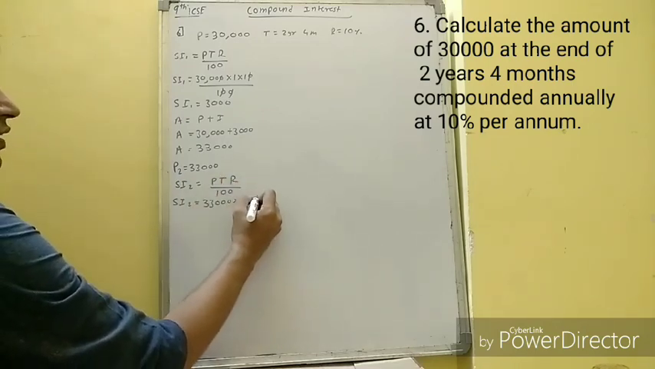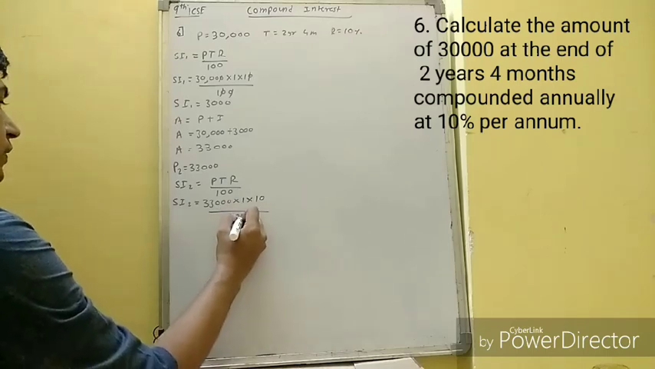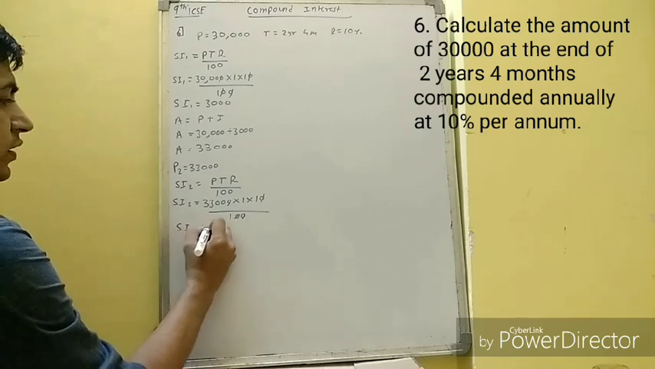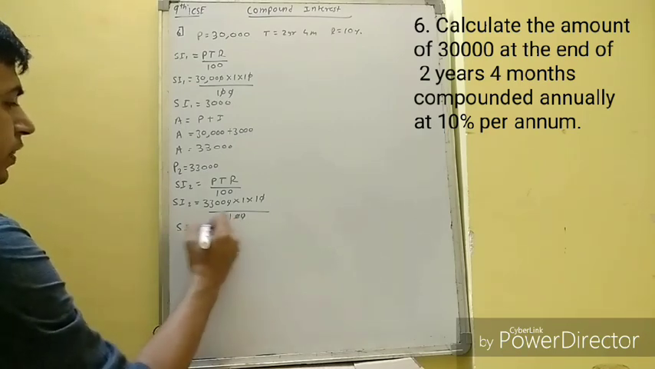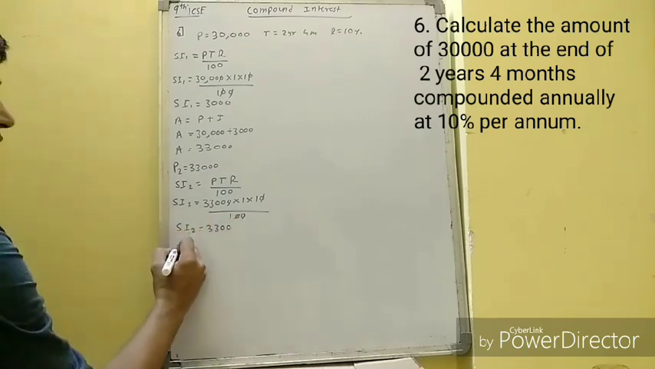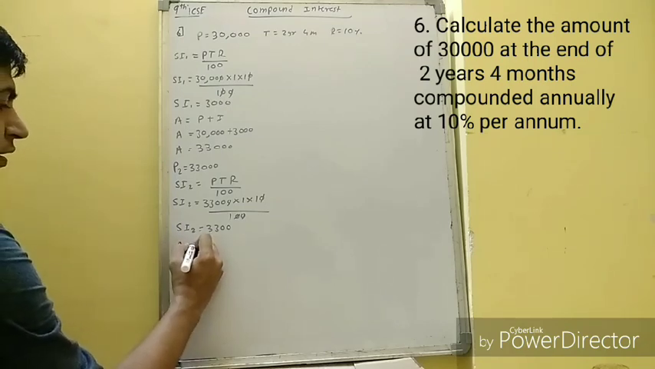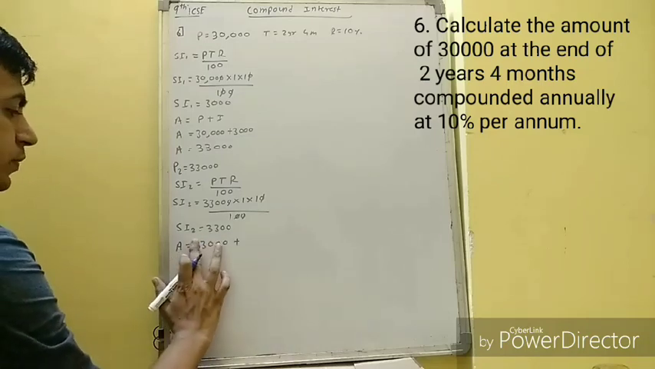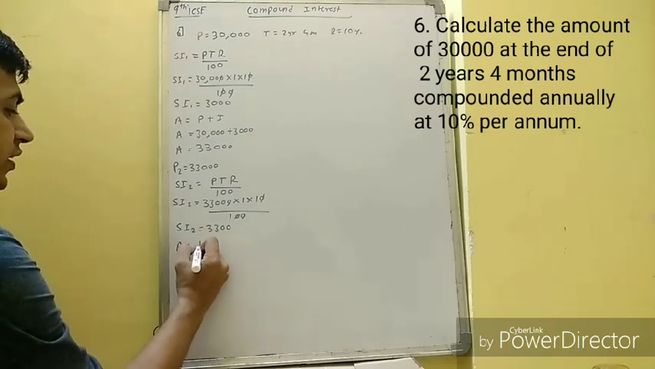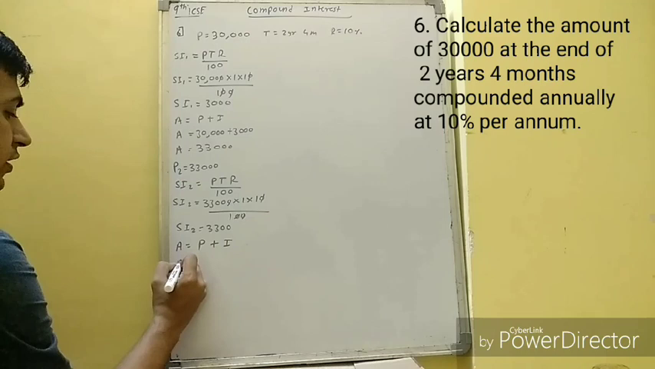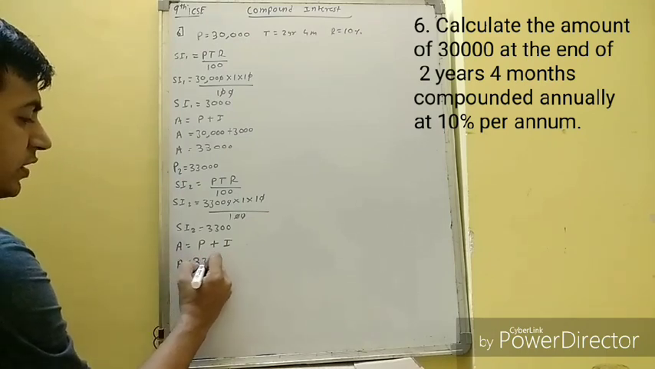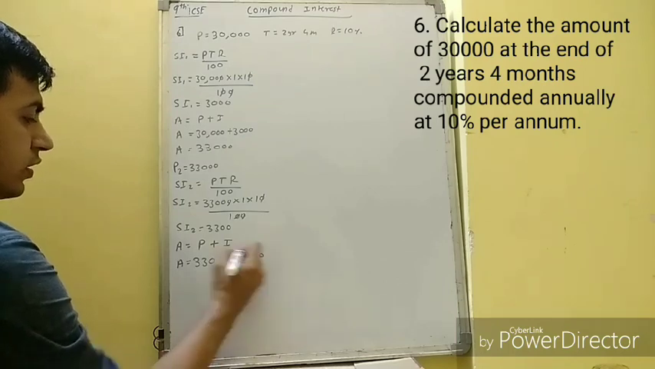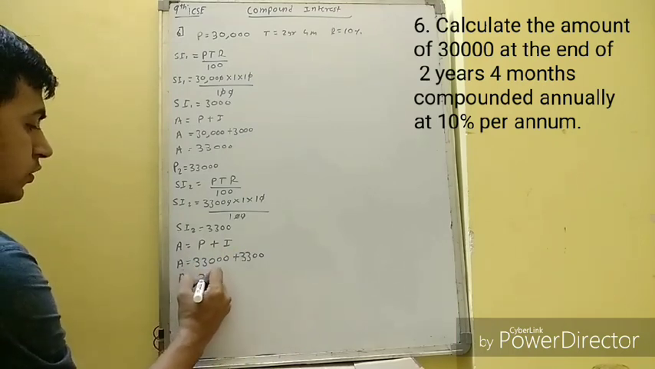Time is 1 year, rate is 10 upon 100. The zeros cancel. The second year's interest is 3,300. Now the amount for the second year will be 33,000 plus, that is principal plus interest. Okay, I will just write principal plus interest. So the amount is 33,000 plus 3,300.